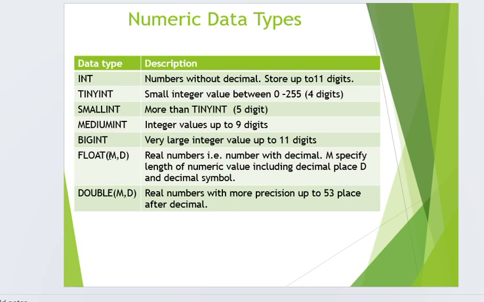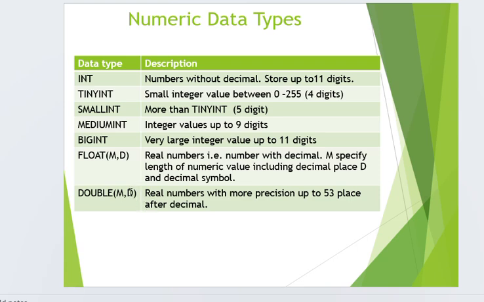So you have to give total. This m is the total number of numeric values and d is the number of digits after the decimal point. There is one more in the real numbers, that is double. In this case, there can be 53 places after the decimal.